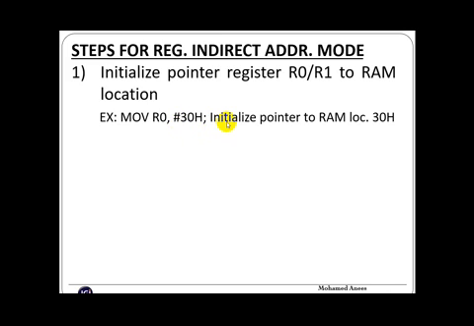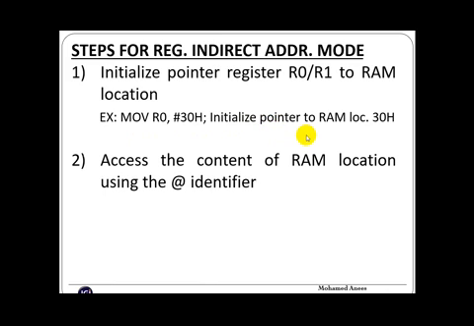Fine. And also see the comment I have written. I have not written the meaning of the instruction here. I could have written copy an immediate data of 30H to R0, but that doesn't reveal the functionality of the instruction. Now since I am using R0 as a pointer to point to memory location 30H, my comment should also reflect that functionality. So that's why I have written initialize pointer R0 to RAM location 30H. So this is the first step when you are using register indirect addressing.